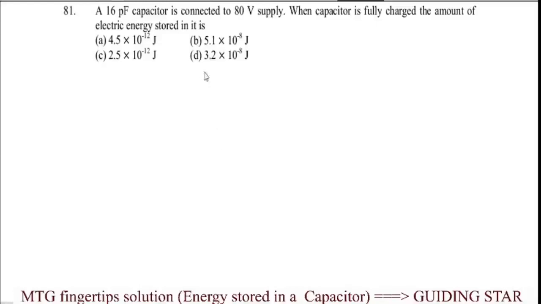In this question, a 16 picofarad capacitor is connected to an 80 volt supply. When the capacitor is fully charged, find the amount of electric energy stored in it. So here in this particular case, the capacitance is given as 16 picofarad, so it will be 16 into 10 to the power minus 12 farad, and the potential difference is given as 80 volt. So what will be the amount of energy stored when the capacitor gets fully charged? It will be half C V square, as capacitance and potential difference are given, so we'll be using this formula.